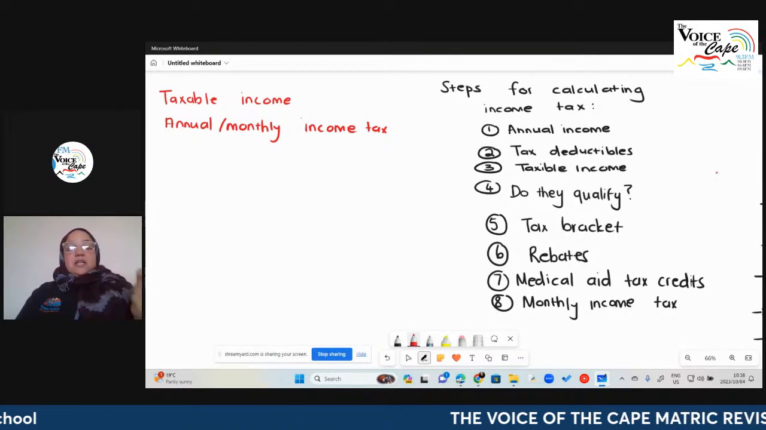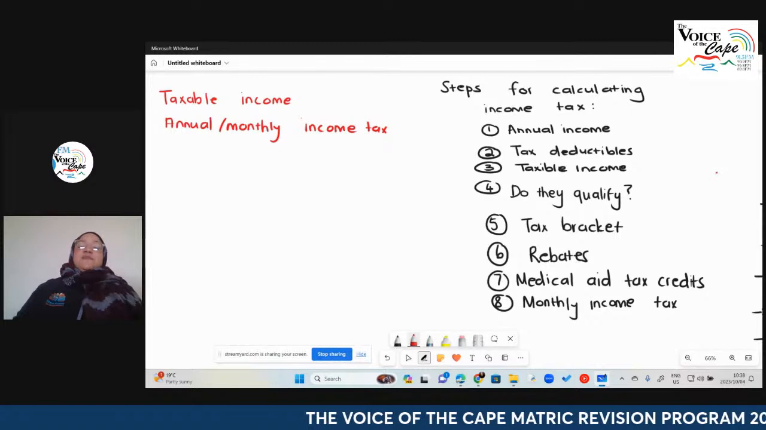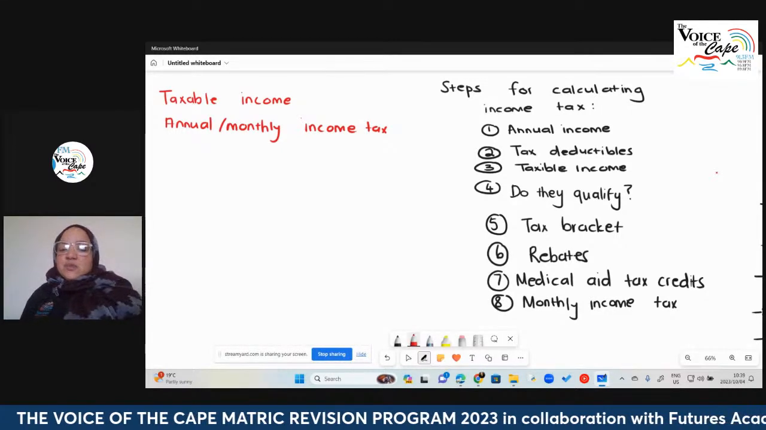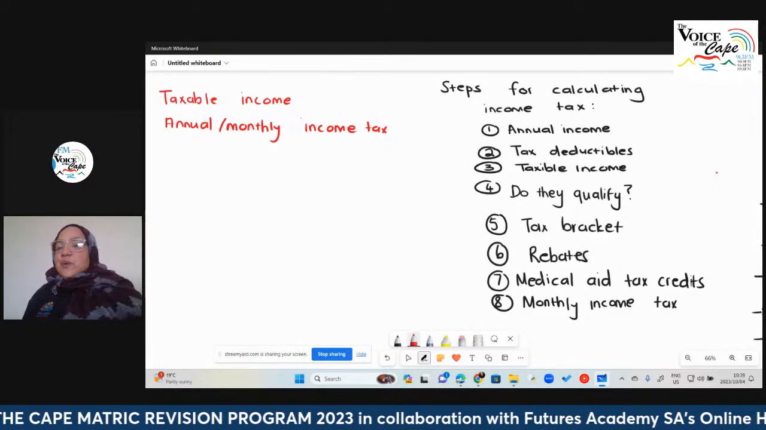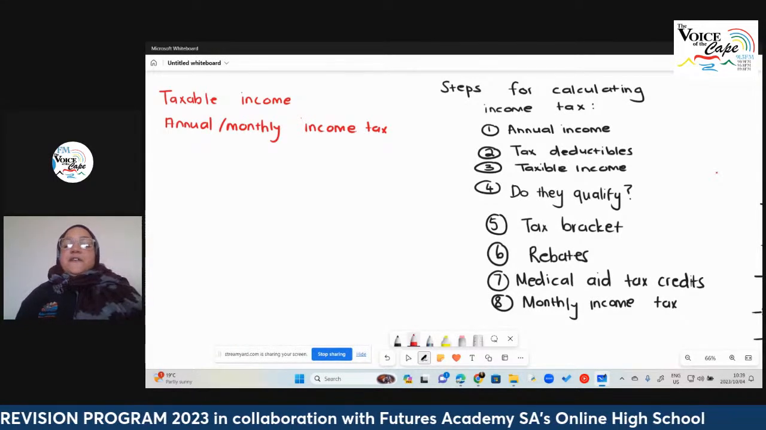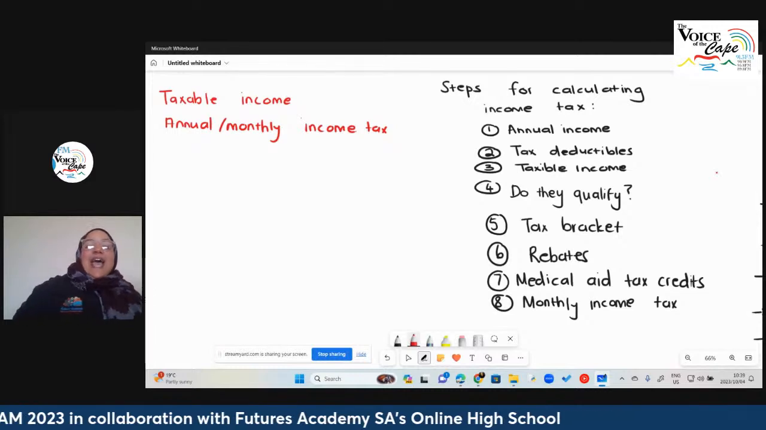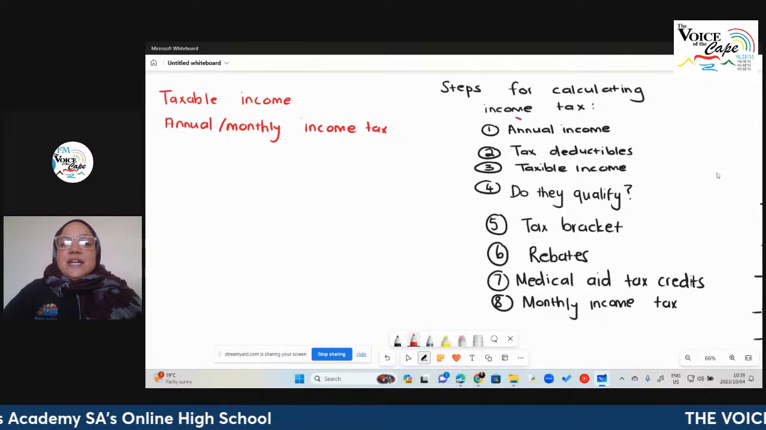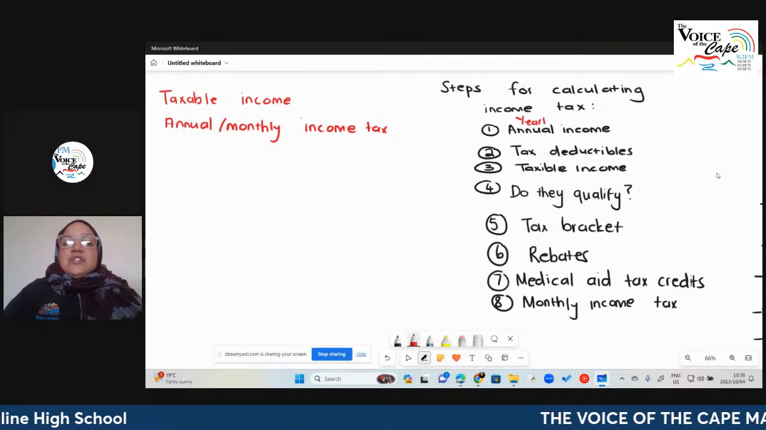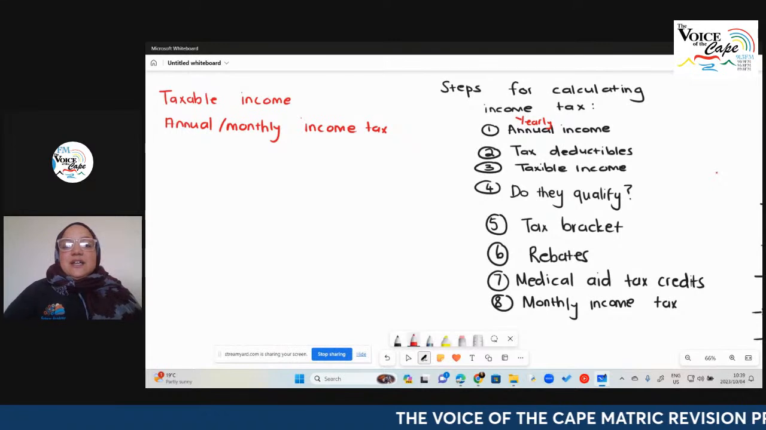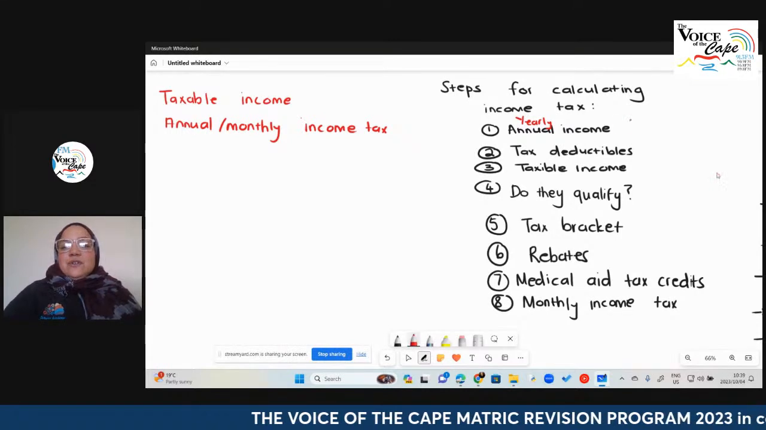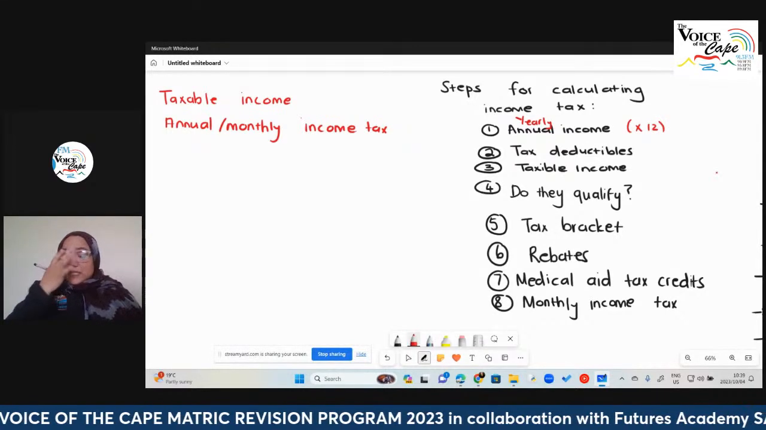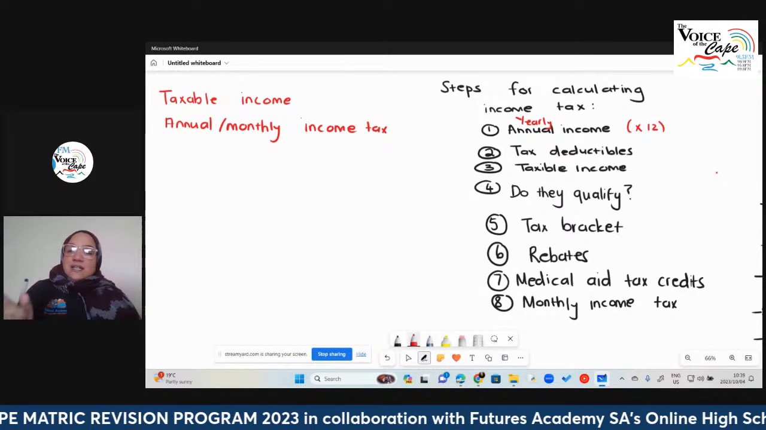Okay, so let's go. The steps for calculating income tax are very simple, but make sure you understand the steps and know where everything fits. The first thing you need to do is calculate the annual income. Remember, annual is your yearly income. Usually if it's given as a salary, it's a monthly salary and you would have to multiply by 12. But make sure that you read the question correctly, because sometimes it's already the yearly salary.